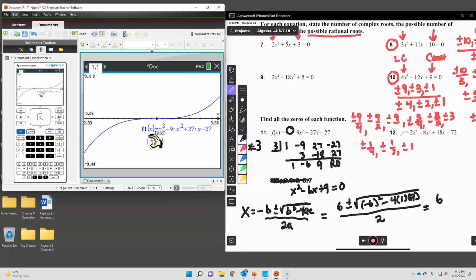So you're going to evaluate the discriminant. You have 6 plus or minus the square root. Negative 6 squared is 36, and minus 4 times 9 is 36, so it's 36 minus 36, over 2. So we have 6 divided by 2, which is 3. x equals 3.